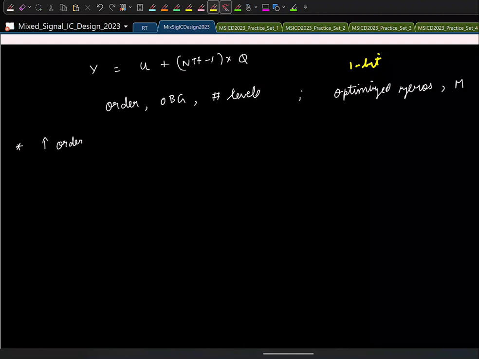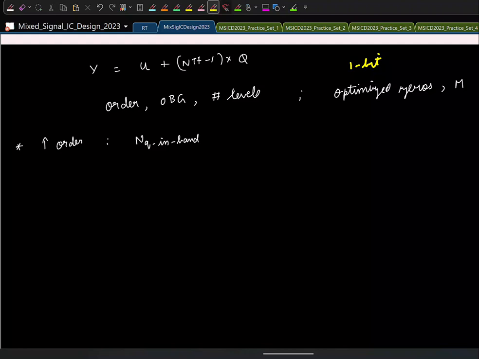But when I increase the order, I keep these two guys to be the same, right? I'm interested finally in the signal to quantization noise ratio. So first let's find out what happens to the quantization noise in band. What happens? Decrease.